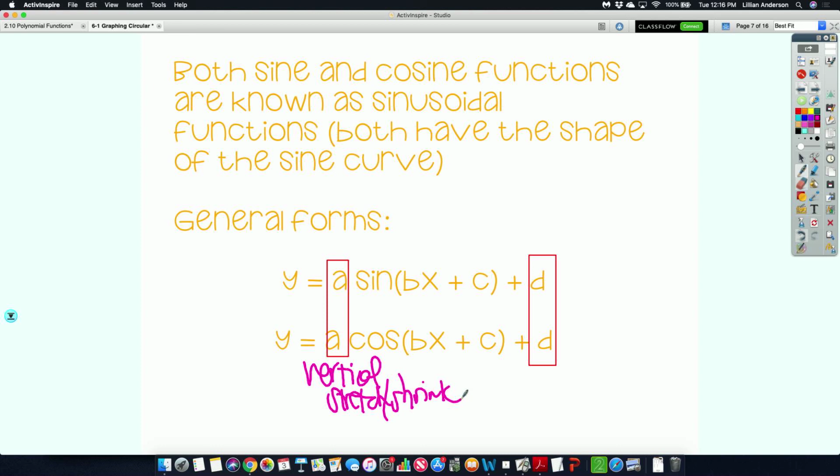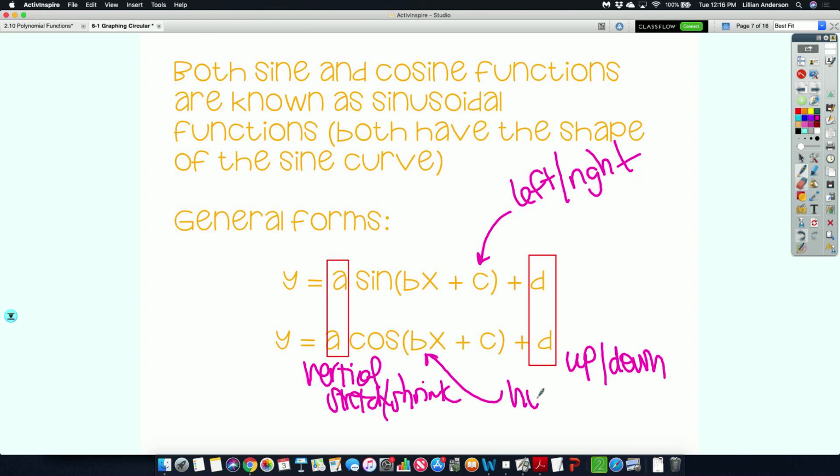What about D? What effect does D have on it? Up or down, depending on if it's positive or negative. So this general form is also describing the different types of transformations. On the inside, what is C going to do? That's going to be a part of the left or right. And what about the B? That's the horizontal. That's the transformations right there, and the effect that they have.